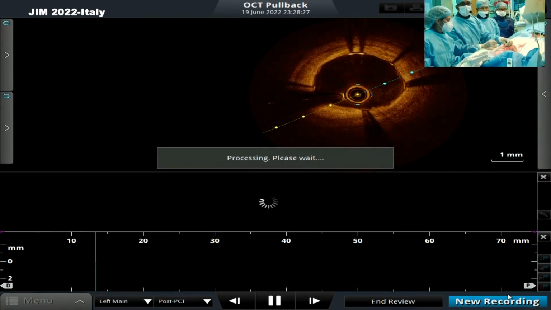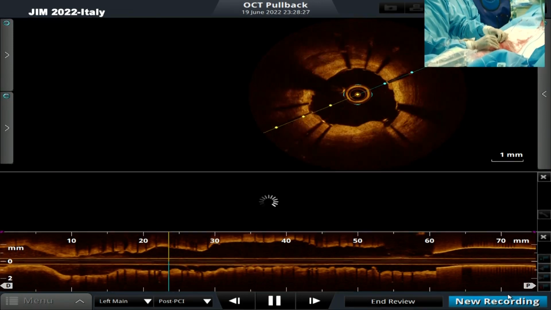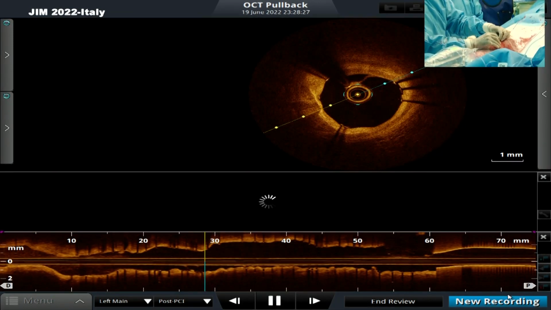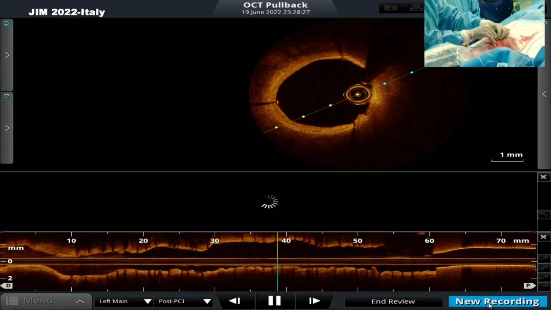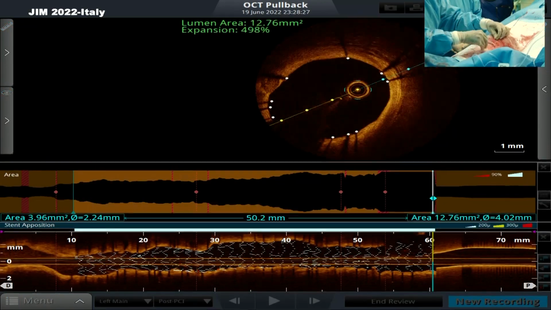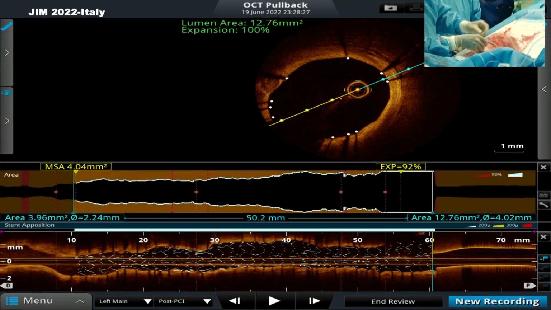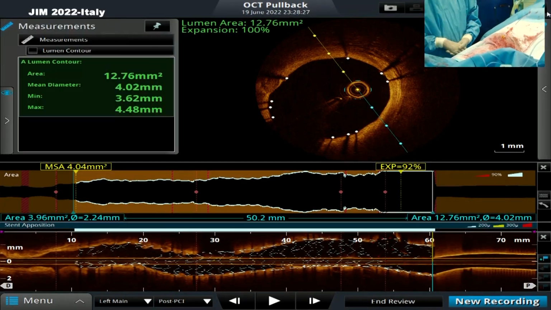Tremendous circular expansion pretty much everywhere. There are minor protrusions here and there. What can you do about those? Great, and a very nice tapering. Okay, well, I'll come to that.